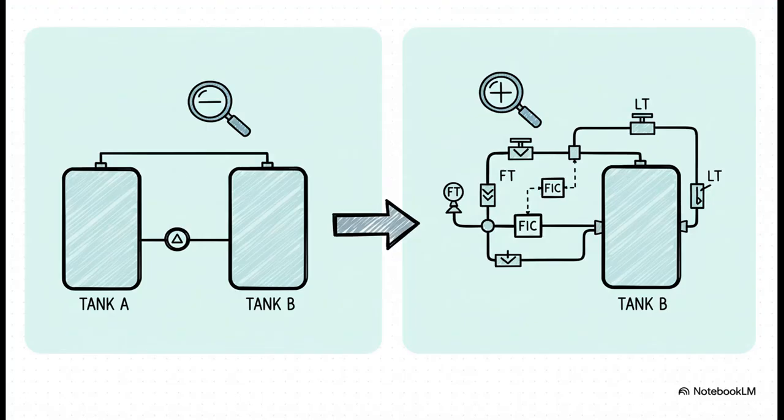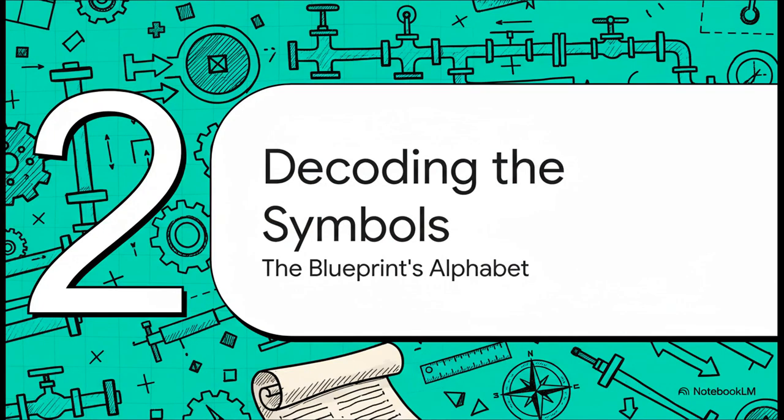Okay, first things first. It's really important to know the difference between a P&ID and its simpler cousin, the process flow diagram, or PFD. A PFD gives you the 30,000-foot view. It shows you what the process does. It's the simple melody. The P&ID, on the other hand, zooms way in to show you how it works. Every instrument, every valve, every single control loop. It's the full orchestration.